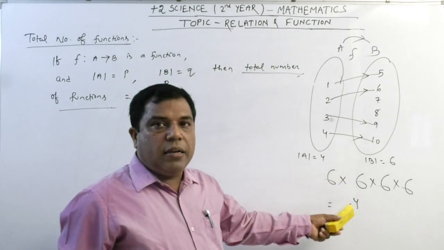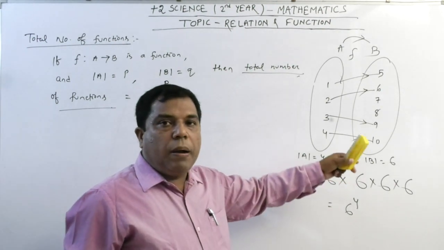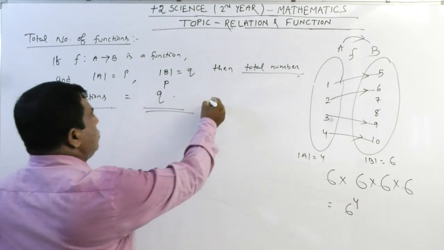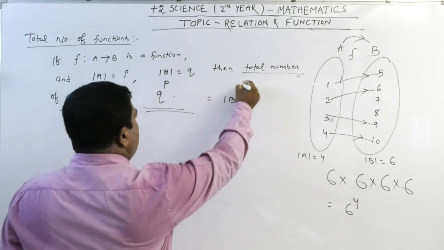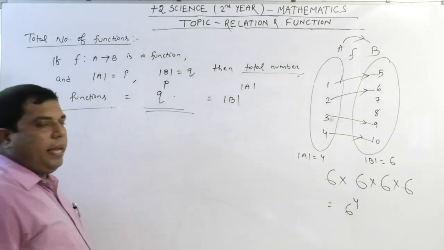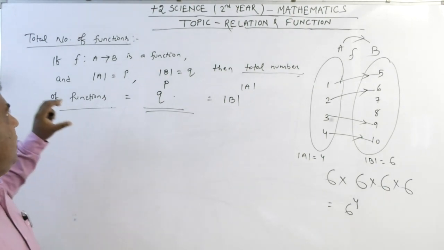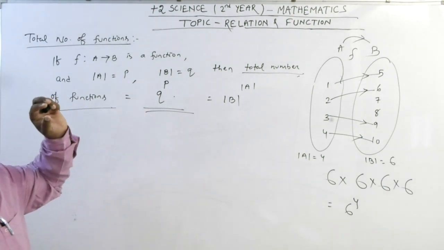It is cardinality of B to the power of cardinality of A, which is written also like this, cardinality of B to the power cardinality of A. Okay, so in this way we are able to get the total number of functions.